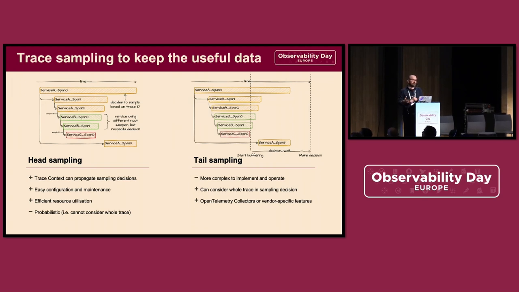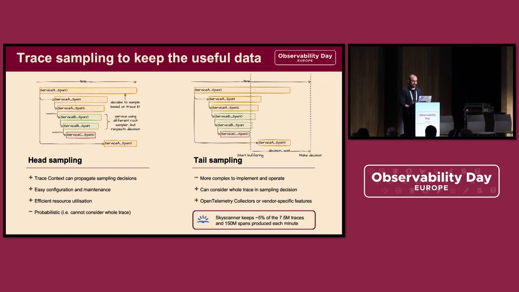But the downside is that it's more complex to operate. It requires that all your spans go through one single point. Now, OpenTelemetry collectors give you the tooling that you need to be able to route all your spans to a particular replica and then to make those sampling decisions. There are also vendor-specific features that provide that as a service.